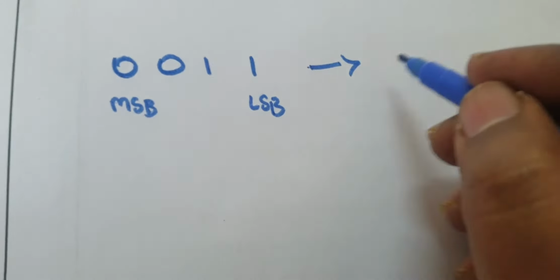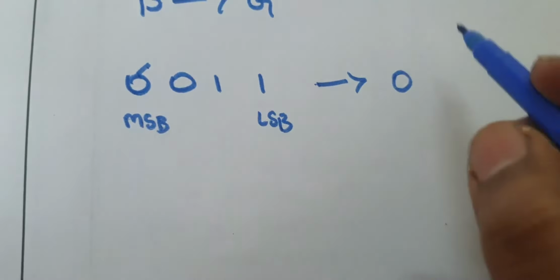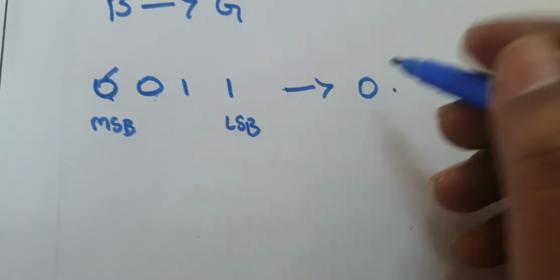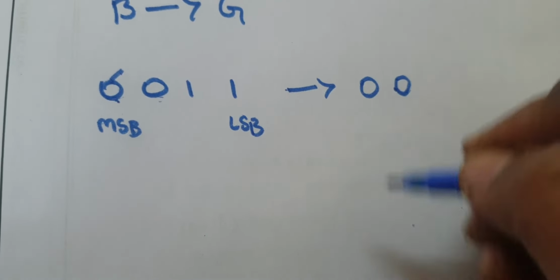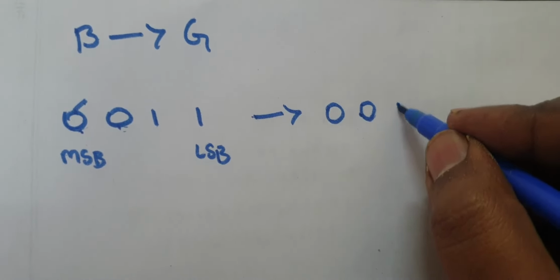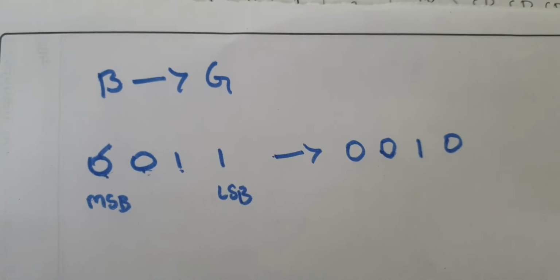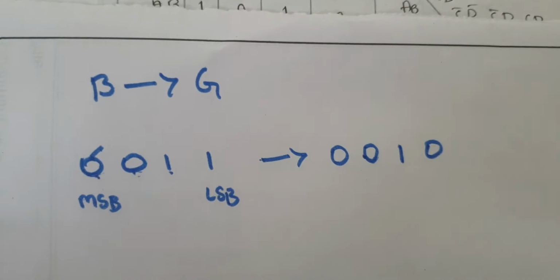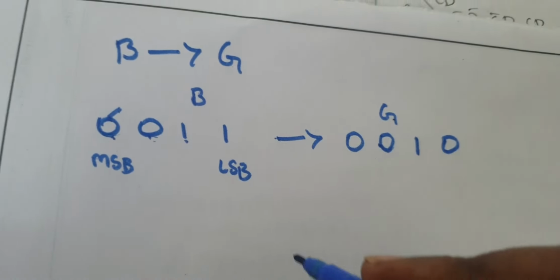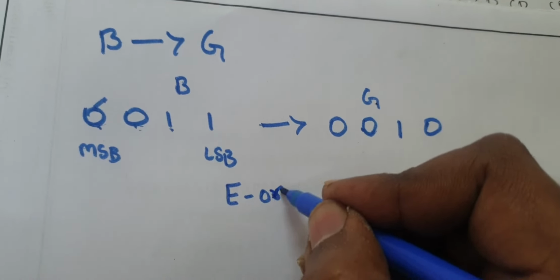Your MSB remains the same for the gray code, so 0 remains the same. The second bit will be the XOR of these two: 0, 0 is 0. Next 0, 1 is 1. 1, 1 is 0. So this is how you convert binary code to gray code. The operation involved here is the XOR operation.